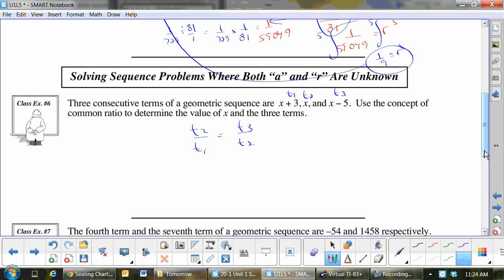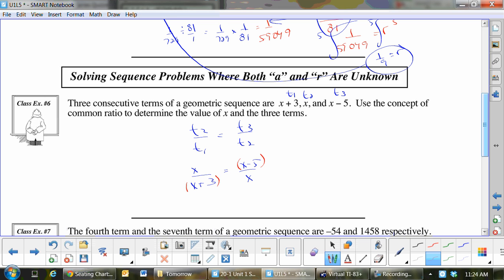So let's get this stuff in there. That's x plus 3 over, oh, sorry, no it's not. It's x over x plus 3 equals x minus 5 over x. Okay, and to keep life simpler, put this in brackets, and there's two of them.